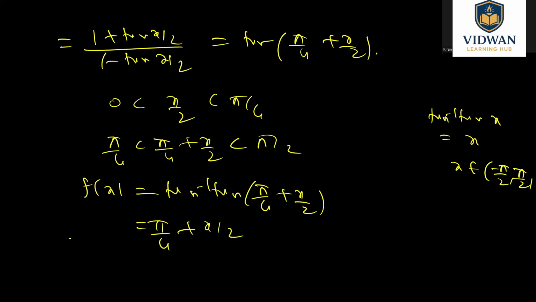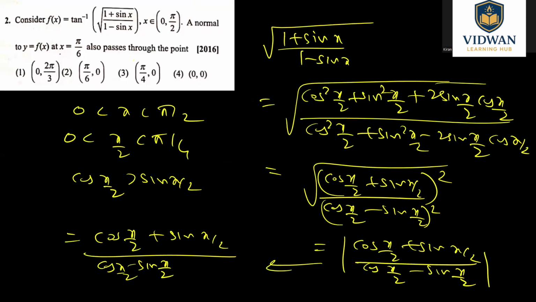So till here, actually, it's a question of trigonometry and differentiation. After that, only the application of derivative part. So f dash x is equal to 1 by 2. Differentiating, pi by 4 will give 0, x by 2 will have derivative 1 by 2. And you want the normal at x equal to pi by 6, and which point it passes through.